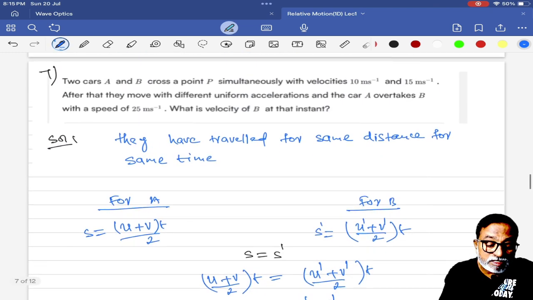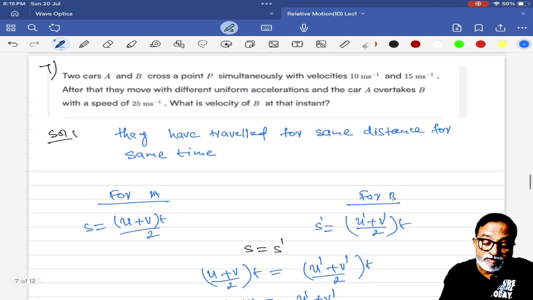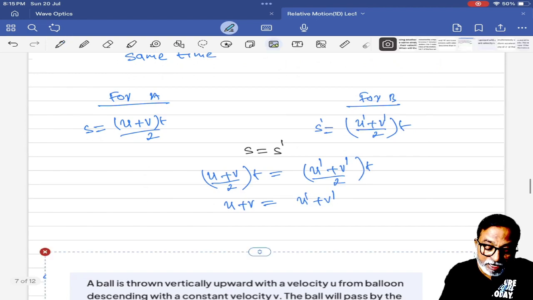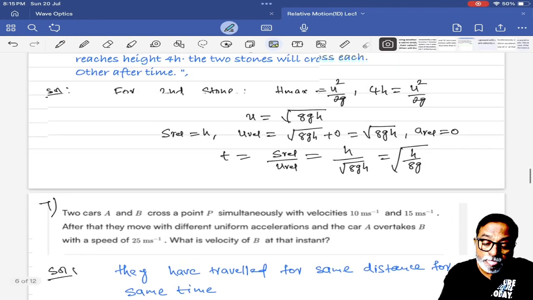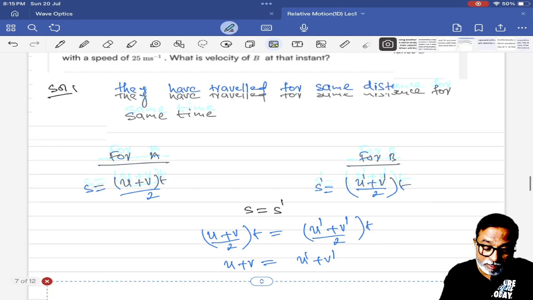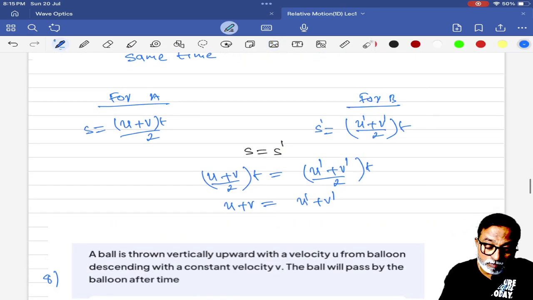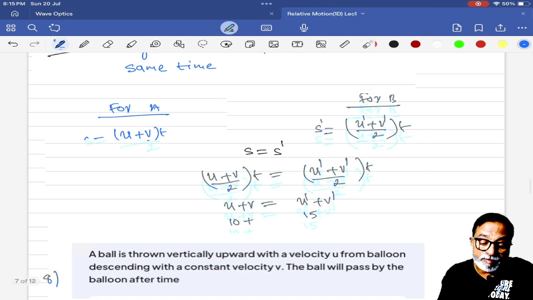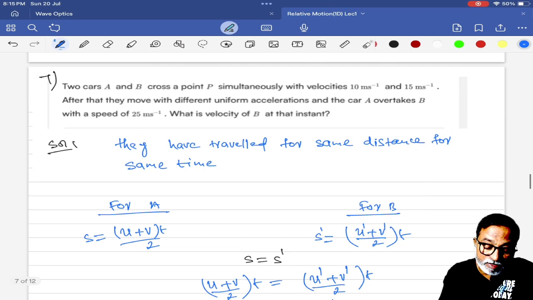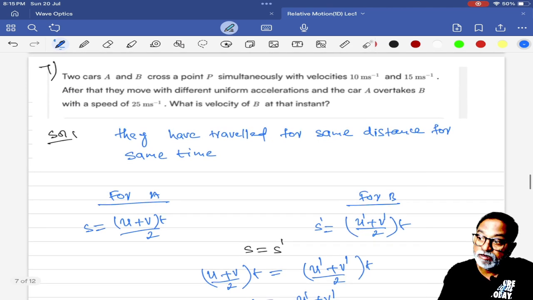So here two cars A and B cross point P simultaneously with velocities 10 meter per second and 15 meter per second. A's initial velocity is 10 meter per second, and B's initial velocity is 15 meter per second. Next, after that they move with different uniform accelerations. Car A overtakes B with speed 25. This 25 is given, we have to find out v dash.